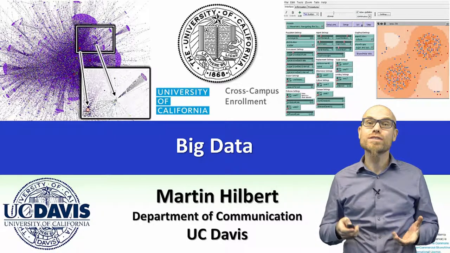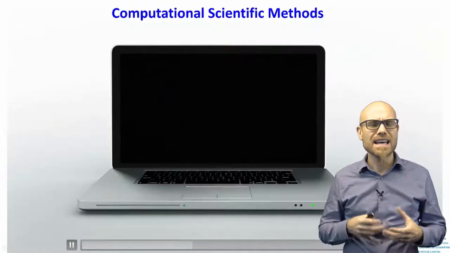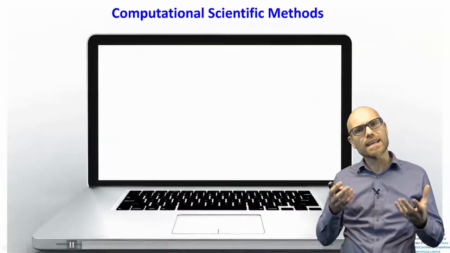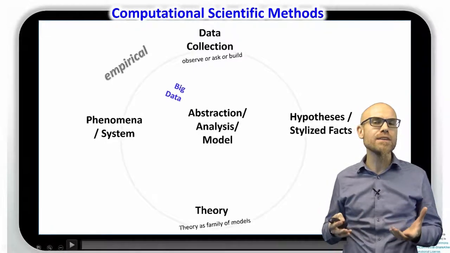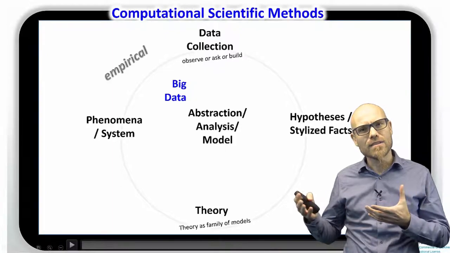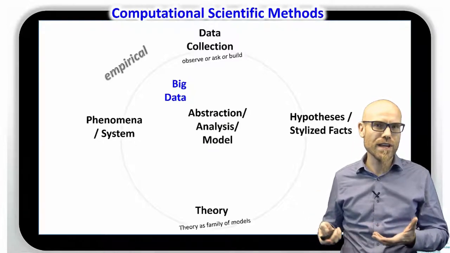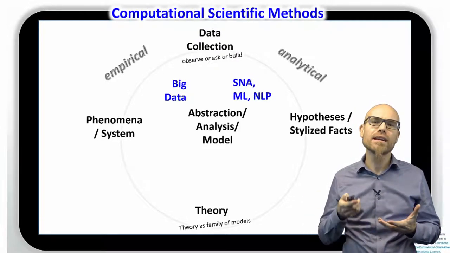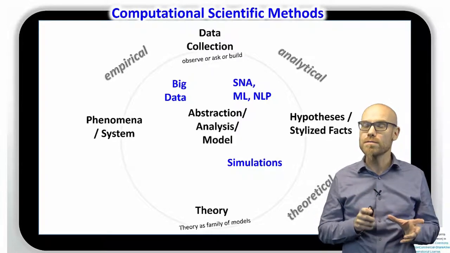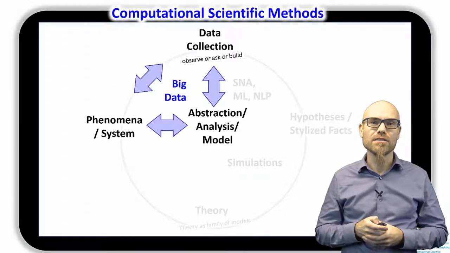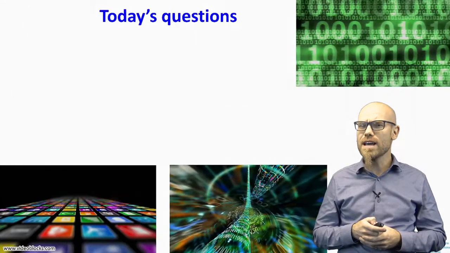So in order to study society with this digital footprint, in order to do our social scientific methods, that is probably the first step, because in a computational scientific paradigm, this digital footprint gives us the empirical evidence. Right? It's kind of like the observation of society through digital means. And then we also have the analytical part, and the theoretical part of our computational scientific methods. But today we will only focus on this first part, on the big data part, on the empirical leg of this scientific enterprise. And we will do that by answering three questions.